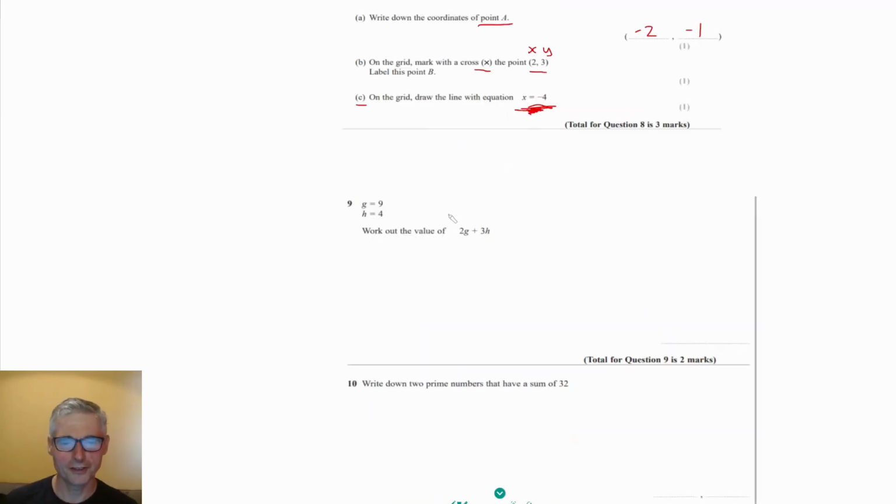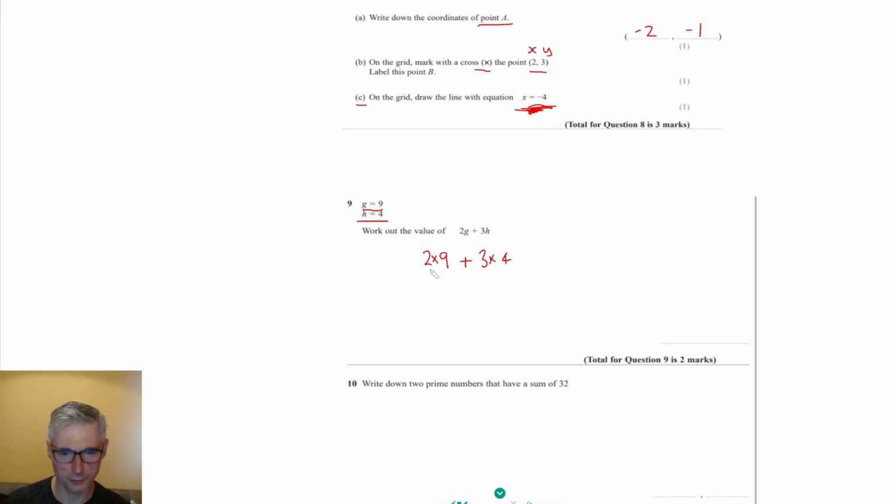Moving on to question 9, what we've got now is a substitution question. So we've got to replace the value of g here by 9 and the value of h by 4. And what we need to know is that when we've got a number and a letter next to each other, it actually means that we're multiplying them together. So what we're going to do is say 2 times the 9, which is the value of g, so just replacing the g by 9, and then plus 3 times the value of h, which is 4.